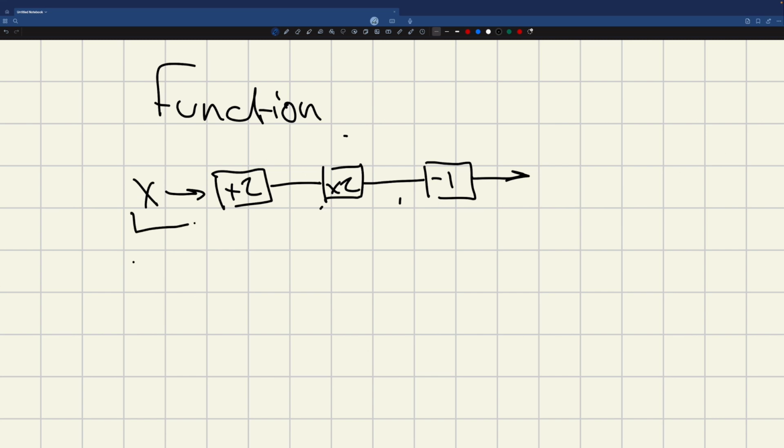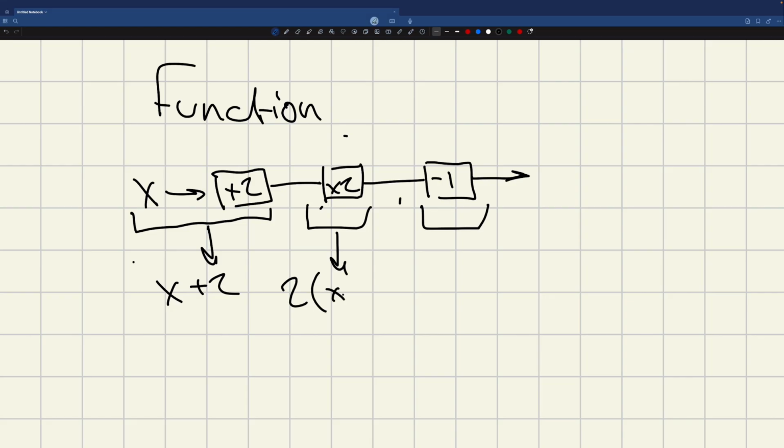So let's split this into 3 steps. This step, and this step. Now over here, what do we get? We get x plus 2. Nice. Over here, what do we get? We get 2 times x plus 2.